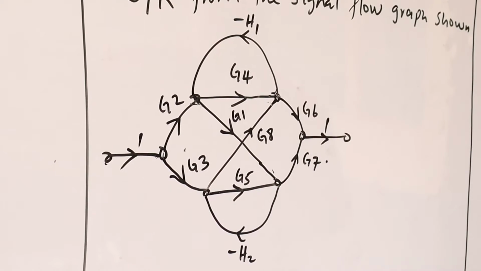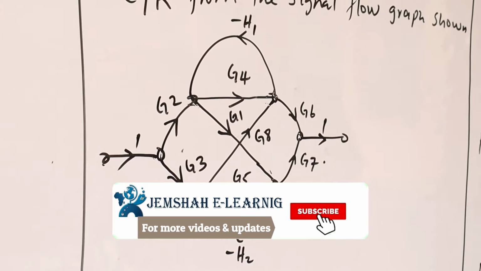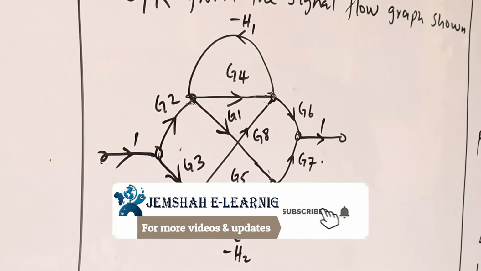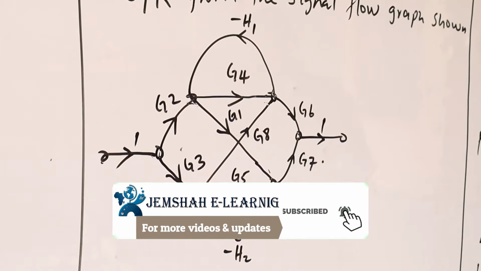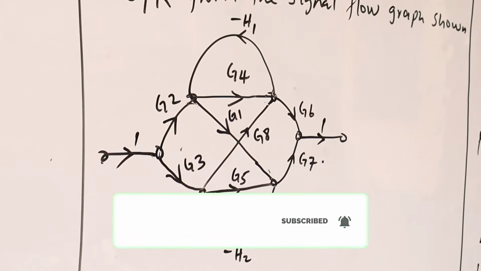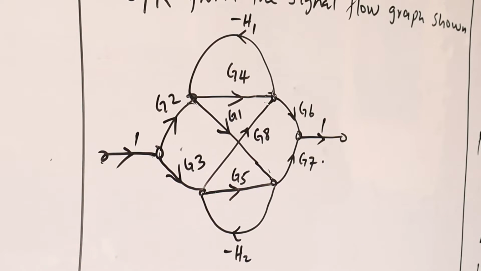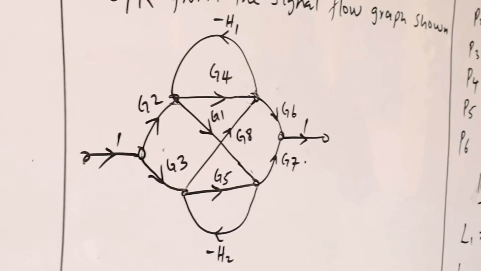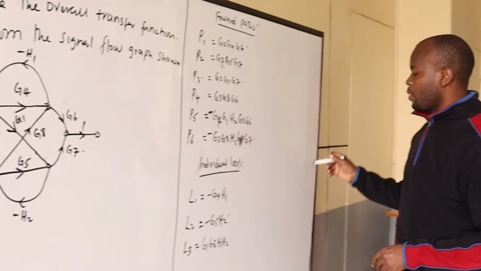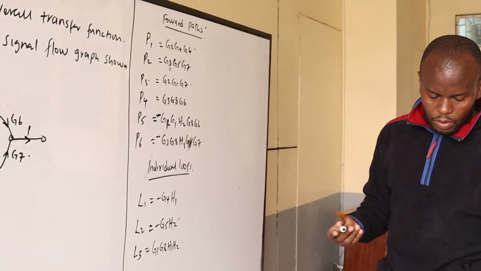So it stops at that point. That is what we refer to as the individual loops. Then the third analysis that we are going to look at is, do we have any combination of non-touching loops? We start with the individual loops, then we go to non-touching loops.